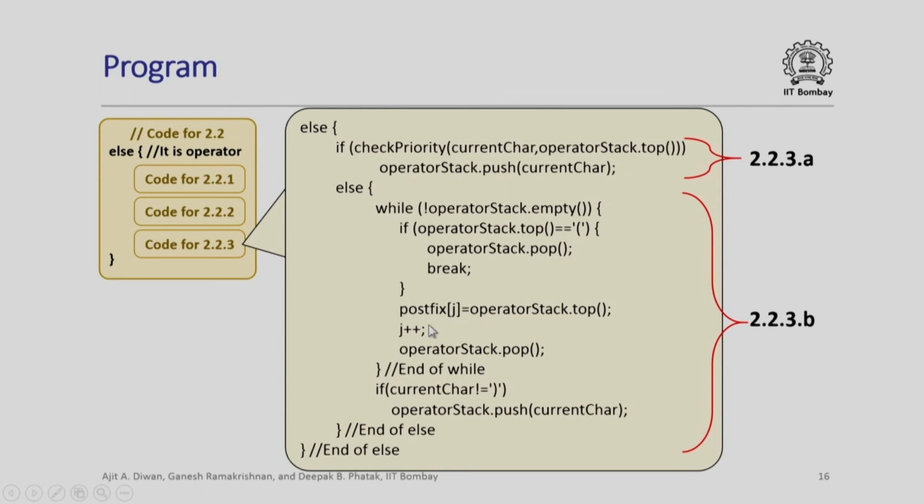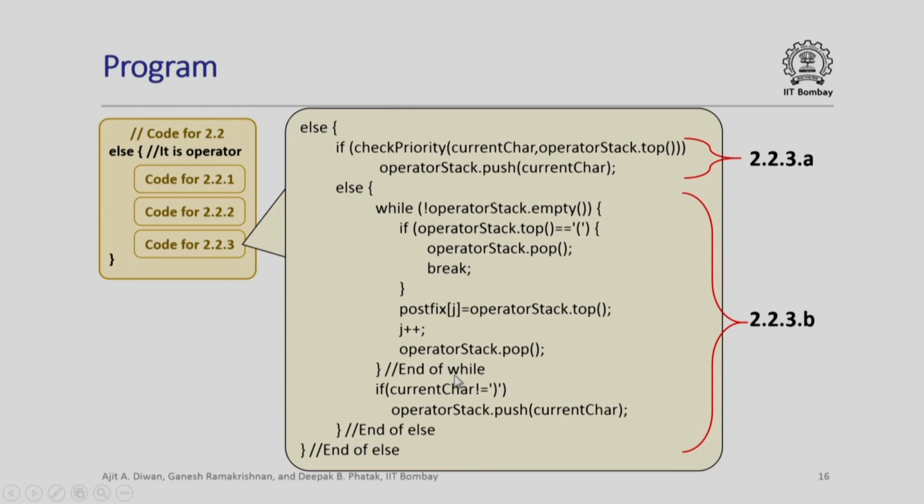Otherwise, I have the postfix string, and I will have to append to that postfix string the top of the operator stack. So, I take the operator stack dot top and assign it to the jth element of the postfix string and increment j plus plus. So, this is the equivalent of appending. Finally, I pop off the top of the stack, which has already been accounted for by including it in the postfix string. This is the end of while.